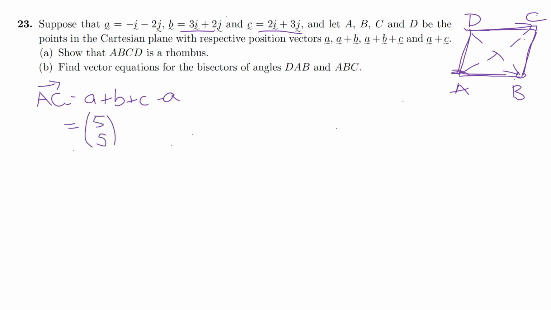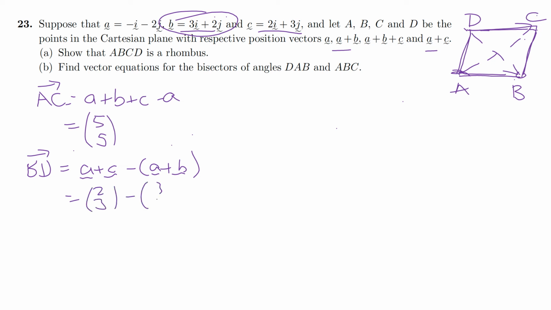for AC. I can see I'm going to need BD as well, so I'm going to put BD there. So for BD, this is B and this is D. So D, which is A plus C, minus B, which is A plus B. It's tricky here because you want to just go straight for B, but you can't. So that ends up being C minus B, which is 2, 3 minus 3, 2. So we're going to get negative 1, 1.